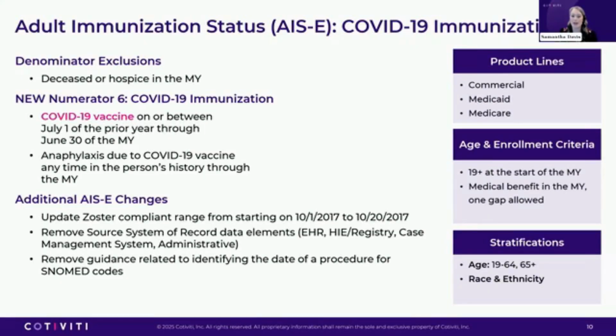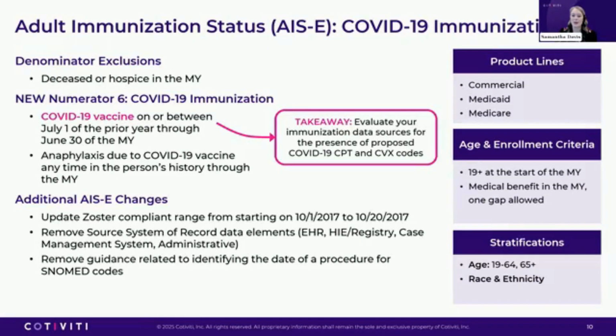A member is also compliant if they've experienced anaphylaxis due to the COVID-19 vaccine anytime in their history through the end of the measurement year. In the proposed value set directory, NCQA has a list of suggested CPT and CVX codes for identifying COVID-19 vaccines. We recommend looking into your current immunization data sources to see if you have the proposed codes present in your data today. NCQA notes that they are looking for overall comments on the new COVID-19 numerator.